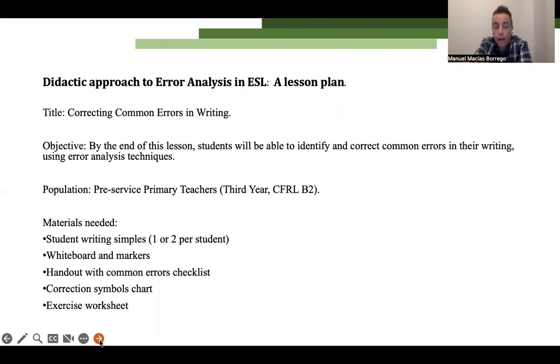At the end, my objective is that by the end of this lesson, students will be able to identify and correct common errors in their own writing using error analysis techniques. The materials needed for this lesson would be student writing samples, one or two per student, and sorry for the typos, not simples, but samples, whiteboards and markers, a handout with a common error checklist, a correction symbols chart that could be elaborated together in a project-based learning session, and an exercise worksheet.